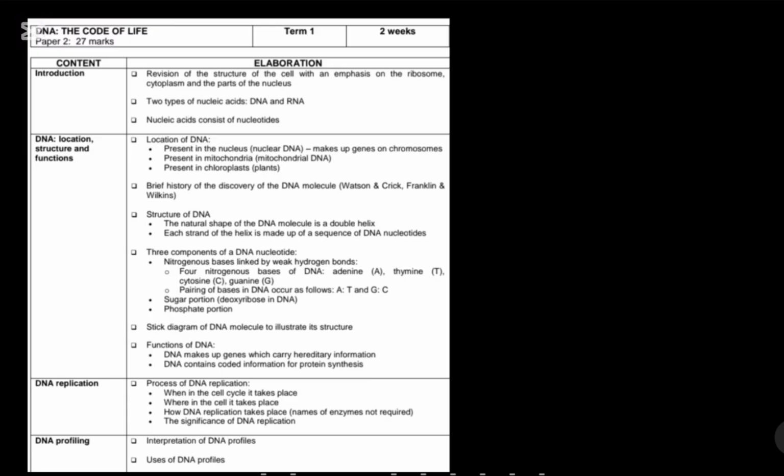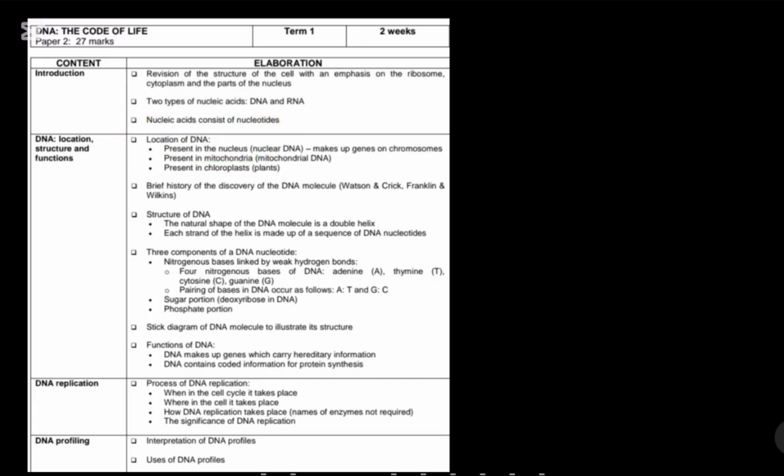Guys, in this video we're going to be looking at DNA, the code of life. Our introduction is going to look at the revision of the cell structure, the cell and emphasis of the ribosome, cytoplasm, things like that. And then we're going to look at the nucleic acids being DNA and RNA. So after that, we are going to then go and look at the nucleic acids.